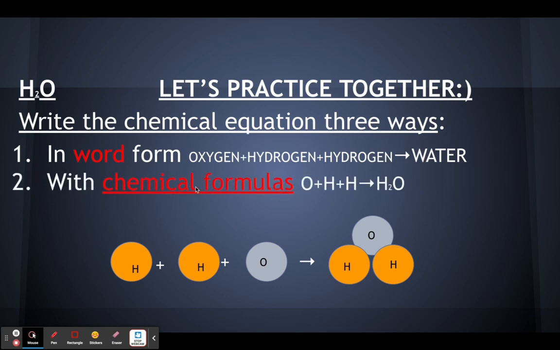You can use chemical formulas, which means you can use the chemical symbol for oxygen, hydrogen, and H2O. That's the chemical formula for water. And the third, you can use visual models. Reactant of hydrogen, reactant of hydrogen, reactant of oxygen, and they combine to form water.